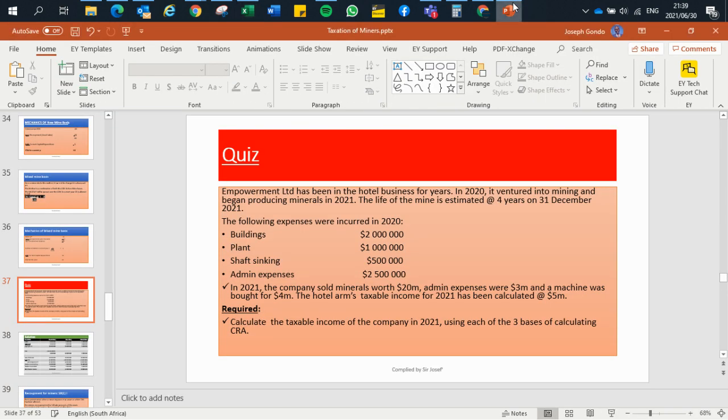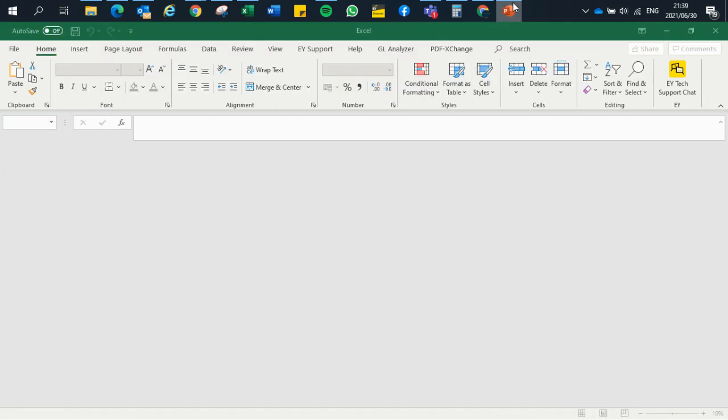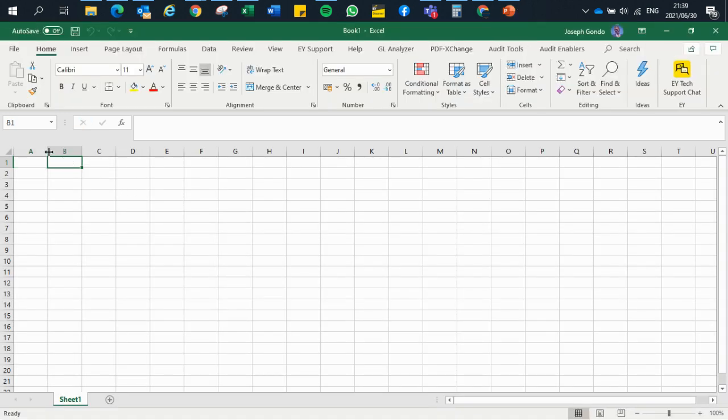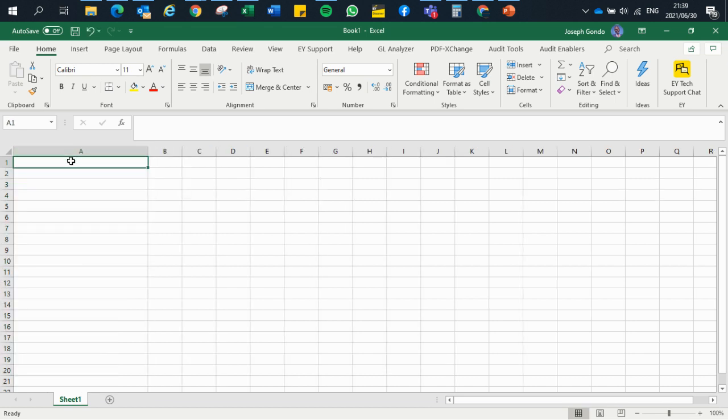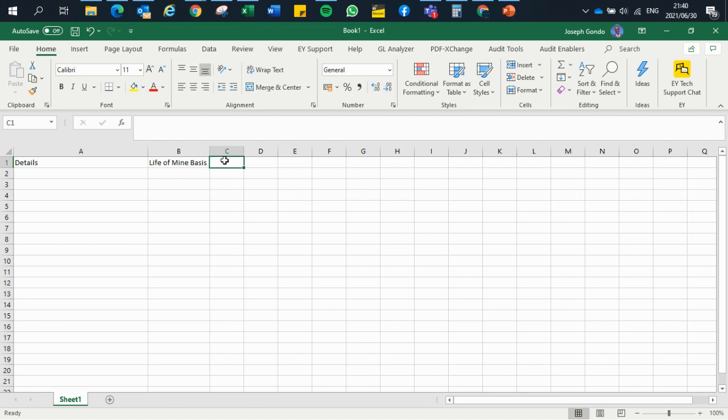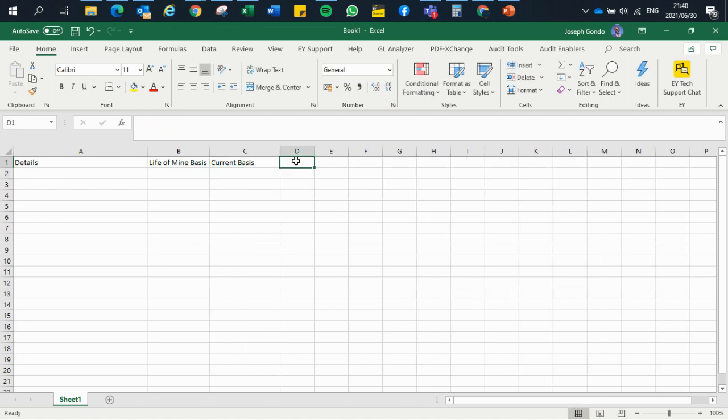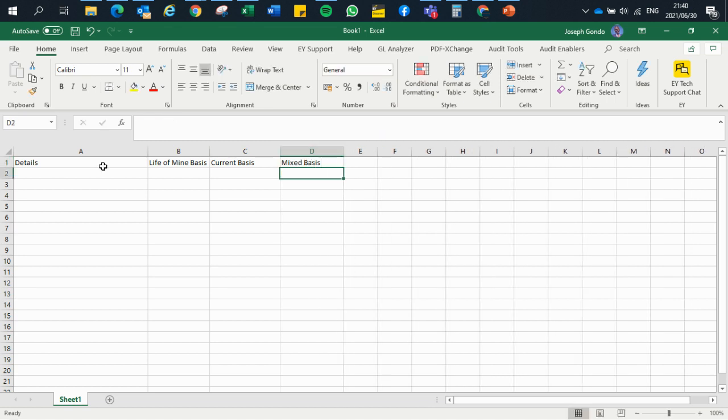Okay, so how many bases do we have? We have life of mine, current, and mixed bases. So we have the details. Then the first one is life of mine basis, the second one is current basis, and the third one is mixed basis. So this is what we have, guys.